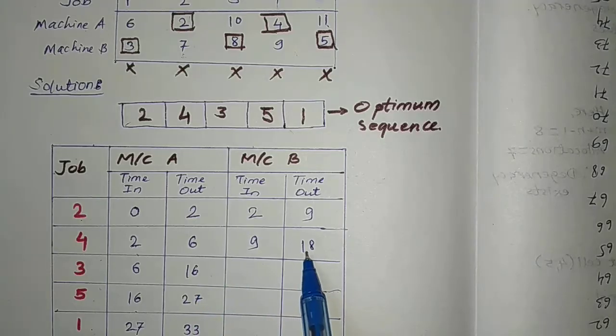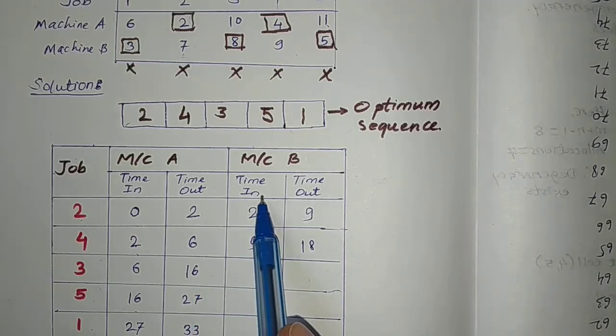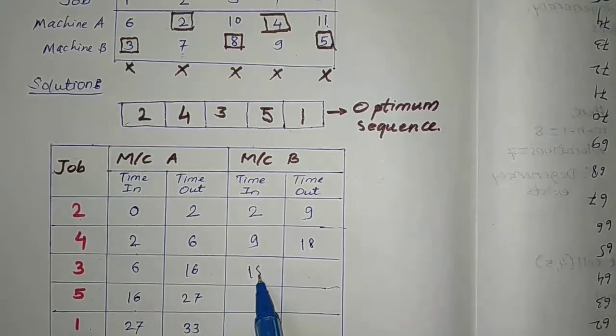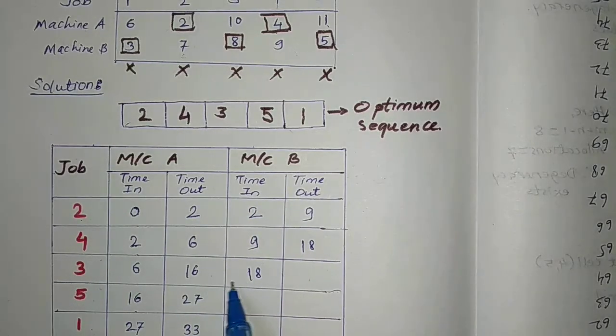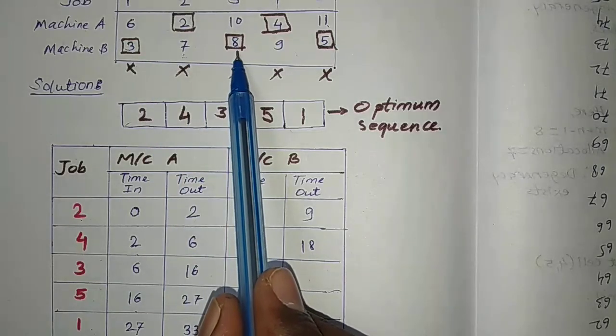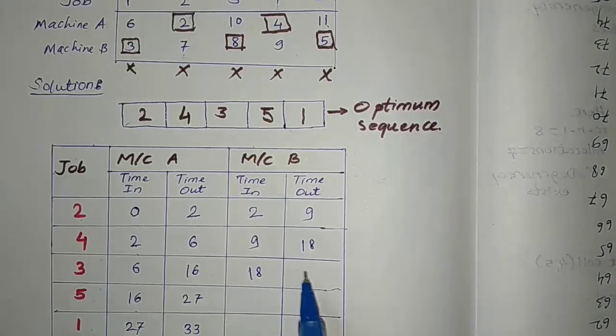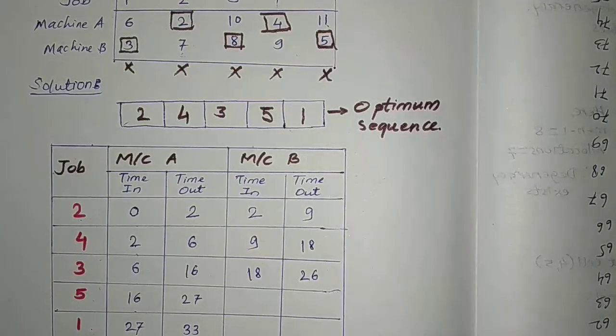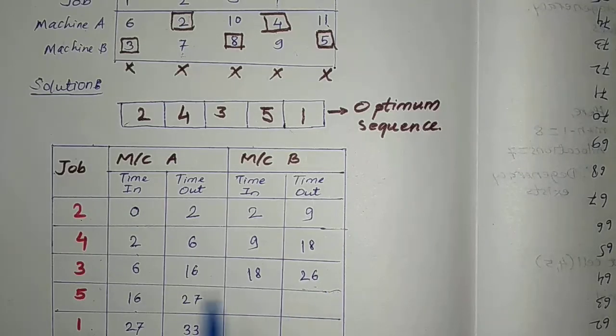Now if you observe here, machine B will be busy till 18 hours, but job number 3 is ready by 16 hours. So for job number 3, the in time on machine B will be 18, because this machine is not ready till 18 hours. So therefore this will be the start time for job number 3 on machine B. Now its processing time we will have to add to the in time. So for job number 3, its processing time is 8 hours. So 18 plus 8, 26 hours. By 26 hours, job number 3 will get processed on machine B.